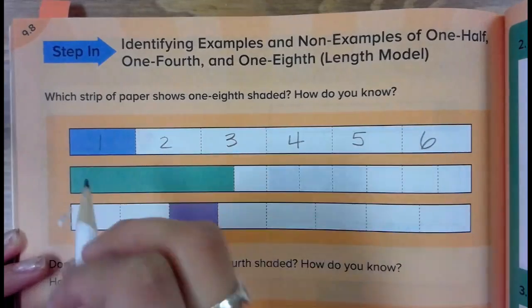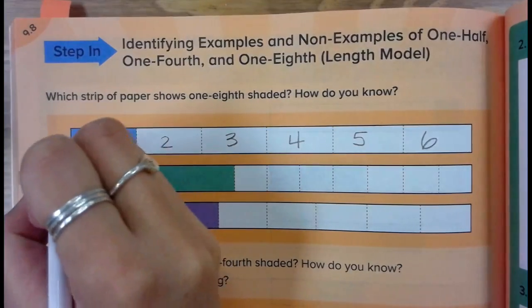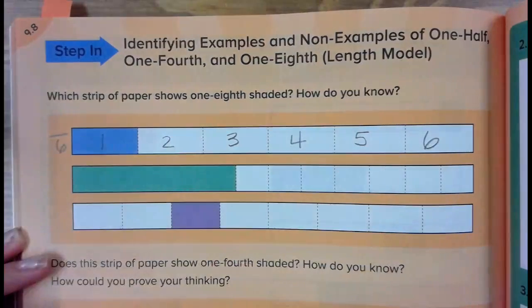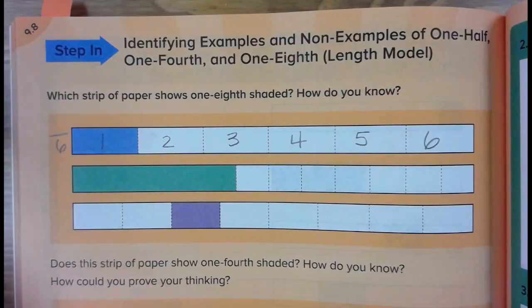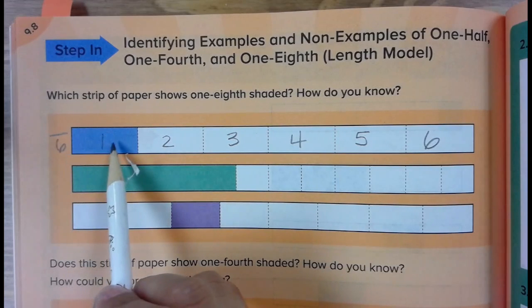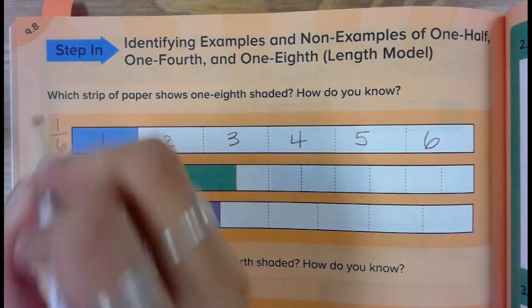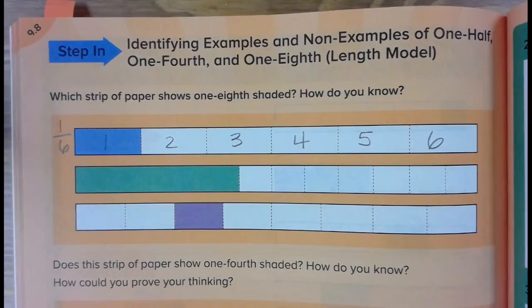So I have 6 total parts, which is going to be my denominator because that lets me know how many total parts are in my strip. I also have only one part shaded, so I'm going to put a 1 on the top as my numerator because that tells me how many parts are shaded, so I know this cannot be my answer.